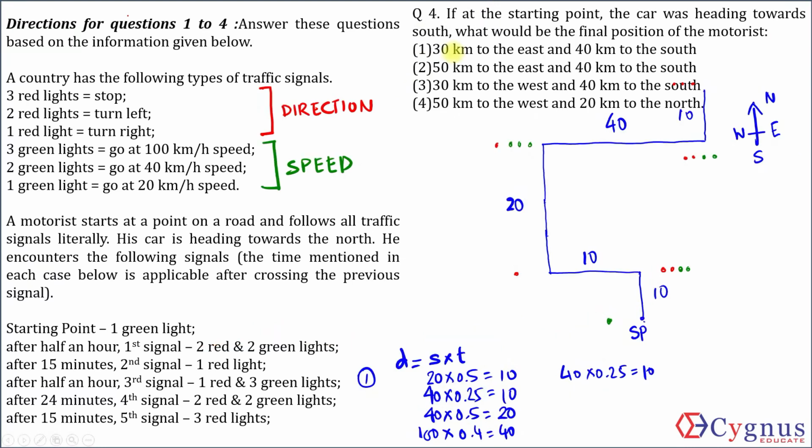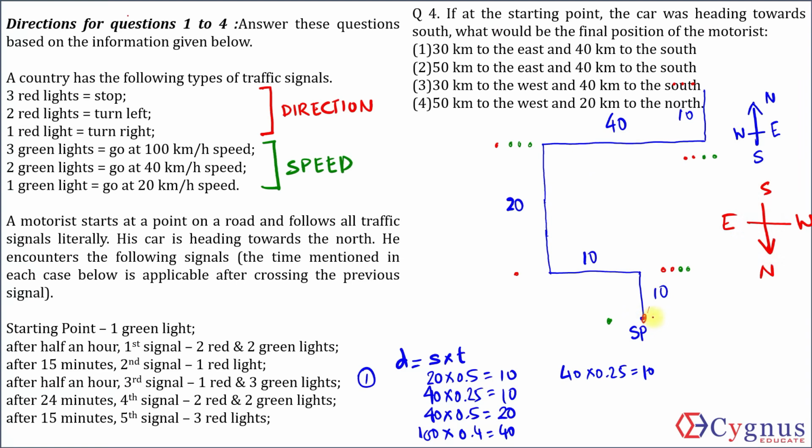If at the starting point the car was heading towards south, what would be the final position of the motorist? So at the starting point, instead of heading north, had the person headed south. So no problem, we don't need to make the entire map once again. We can just assume this direction to be south. Let's revise everything according to that.